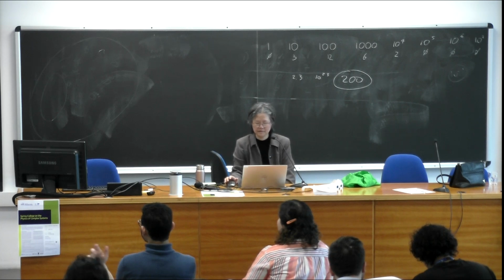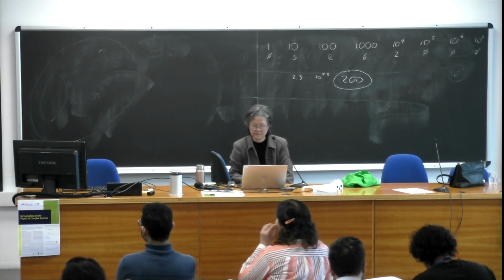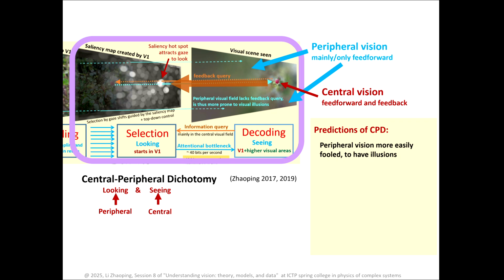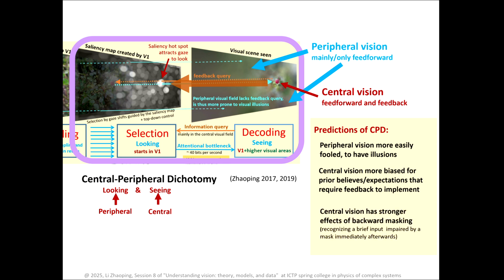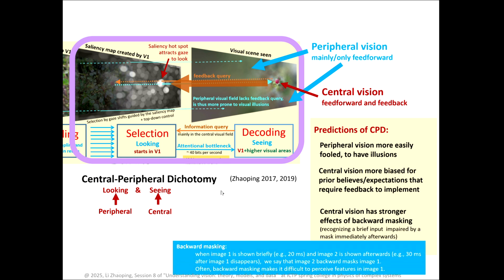Dichotomy can be tested through some of its predictions. For example, peripheral vision is more easily fooled to have certain illusions by misleading feed-forward inputs. And central vision is more biased by prior beliefs or expectations that require feedback to implement. And central vision should have stronger effects of backward masking, which manifests top-down feedback for decoding.